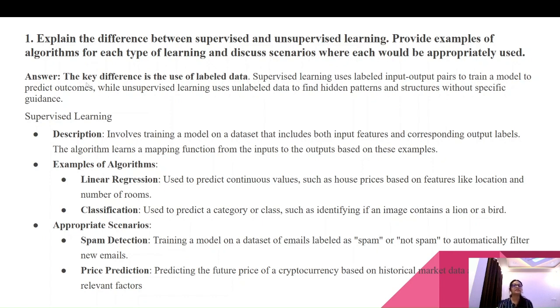The answer is, the key difference is the use of labeled data. Supervised learning uses labeled input-output pairs to train a model to predict outcomes, while unsupervised learning uses unlabeled data to find hidden patterns and structure without specific guidance.